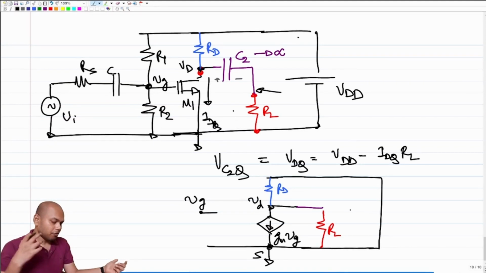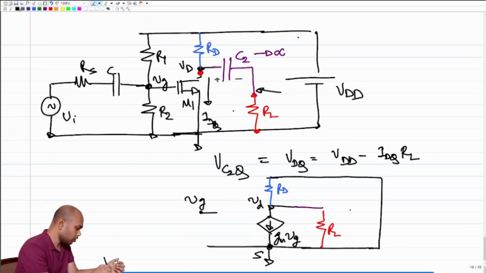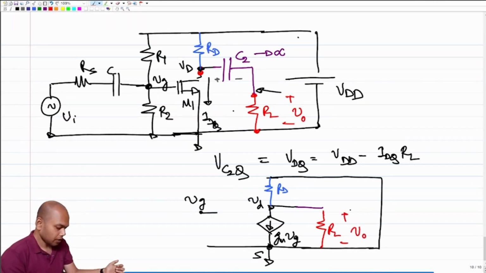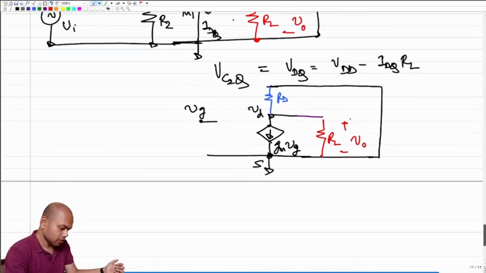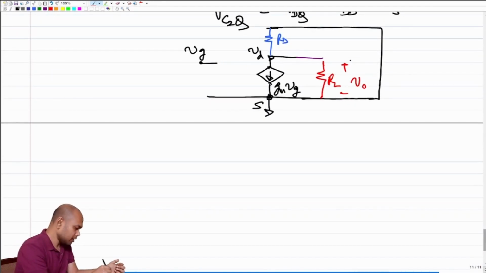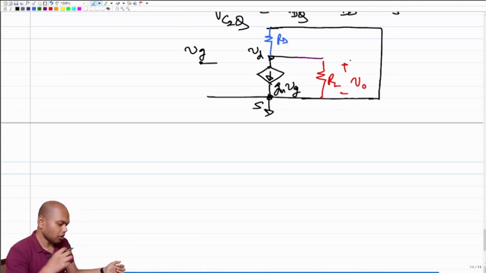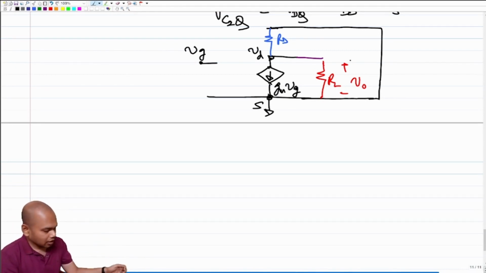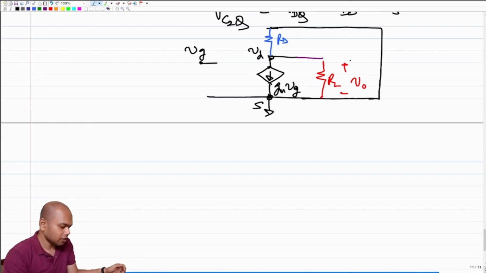And across which node am I interested in taking the output? Clearly, I am interested in taking the output across RL, so this is my V naught. If that is the case, what is the incremental V naught? Note that in this case RL and RD are in parallel to each other, so all the incremental current GM VG is flowing out of the parallel combination of RD and RL, and by taking the voltage across RL, I am essentially taking the voltage across the parallel combination of RL and RD.